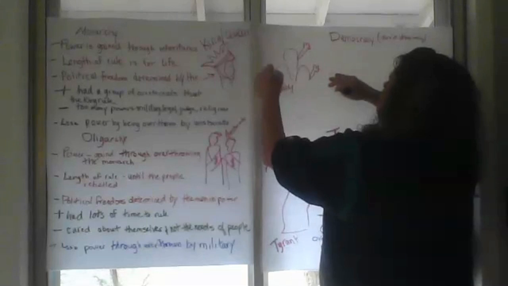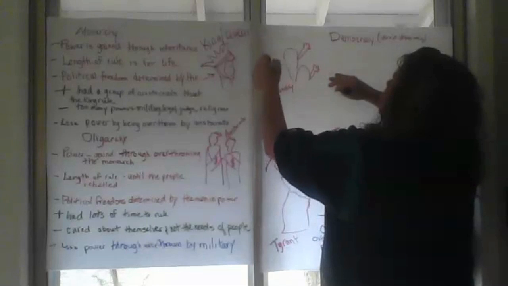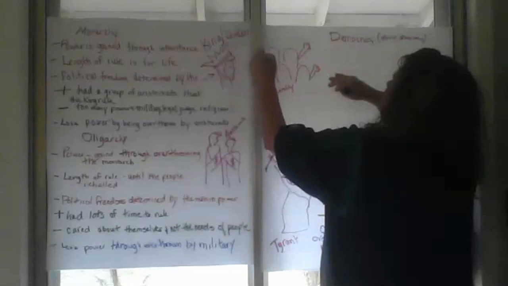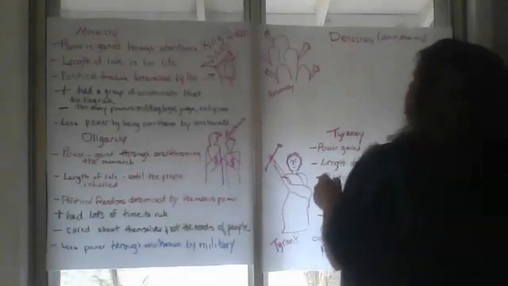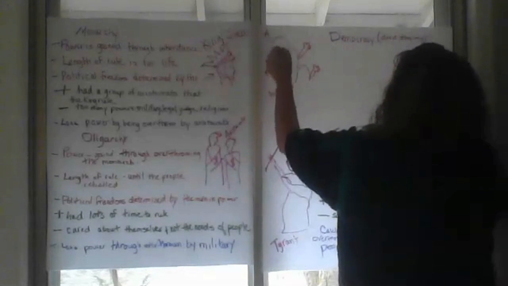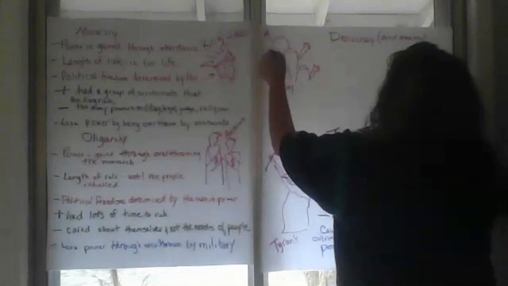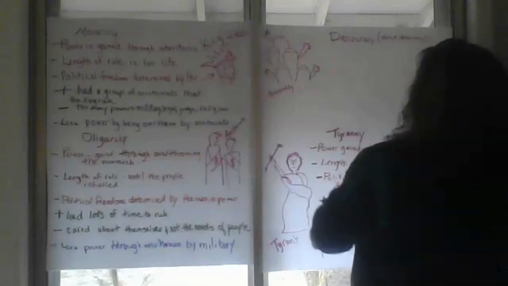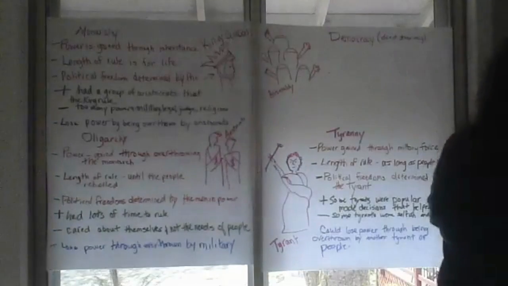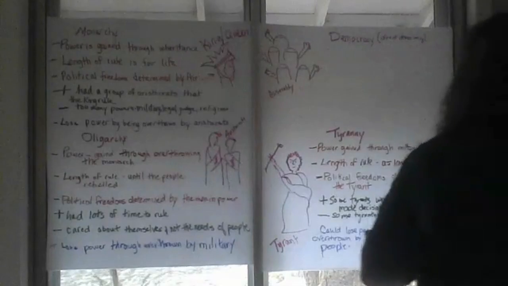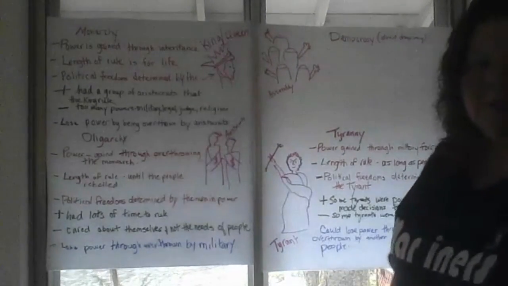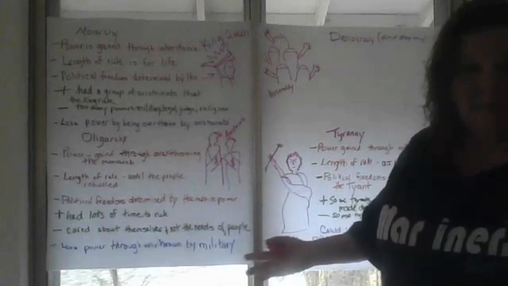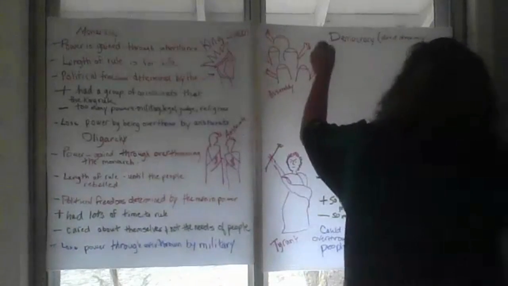And there were lots of them. People felt like they had a say. All right, there's my democracy. And then headbands. So through a democracy, power is gained by a vote of the people, of all the people.